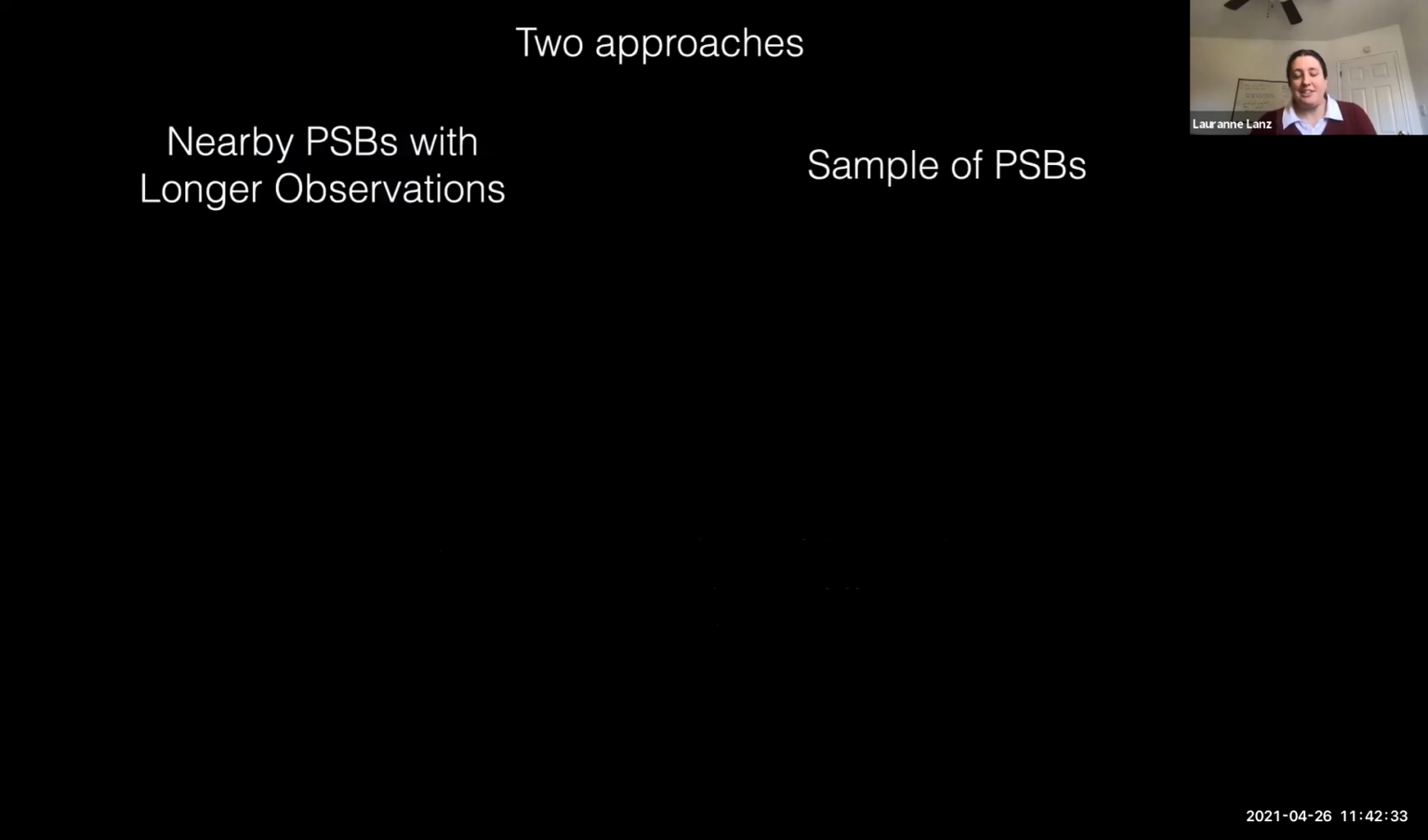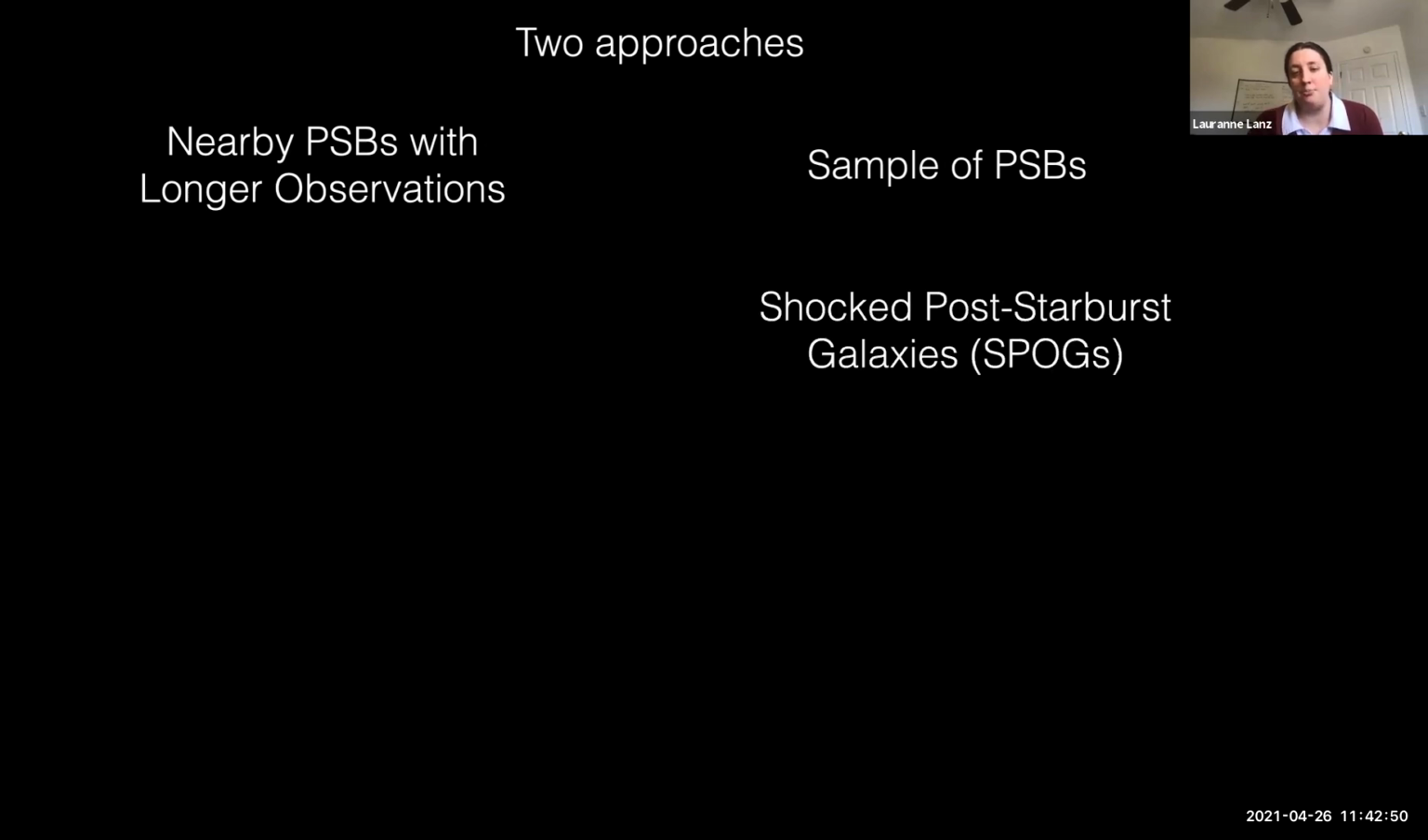But it's easy for three objects to be peculiar in their own ways, and that's not necessarily going to tell you a whole lot about the population as a whole. And so to get a better idea of what this might look like more generally, we started looking at samples of post-starbursts. And in particular, I've been focusing mostly on a set of post-starbursts called the Shocked Post-Starburst Galaxy Survey, or SPOGs, which are selected slightly differently from the classical E+A selection.